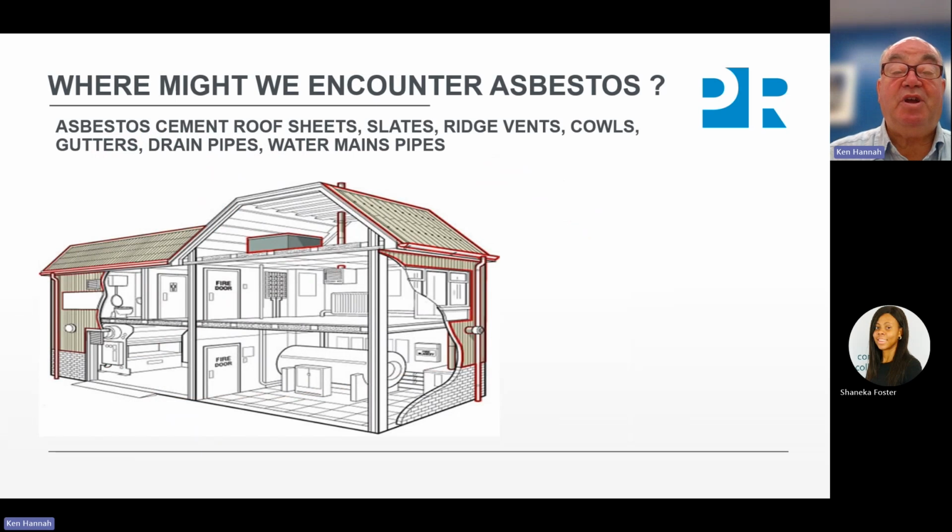So where might we encounter it? Because we don't encounter it in its raw form as a mined rock. So we can see here the red areas marked on this diagram courtesy of the HSE: asbestos cement roof sheets, slates, ridge vents, cowls, gutters, drain pipes, and water main pipes.